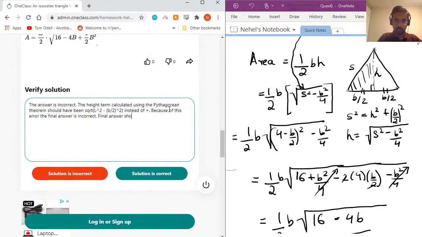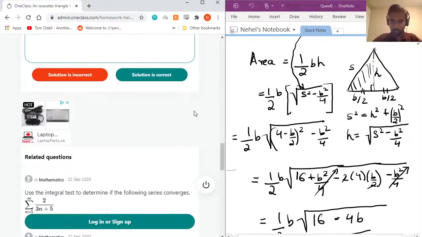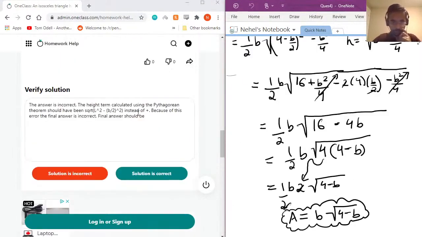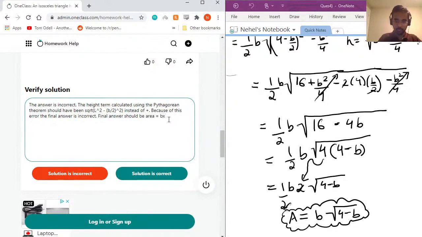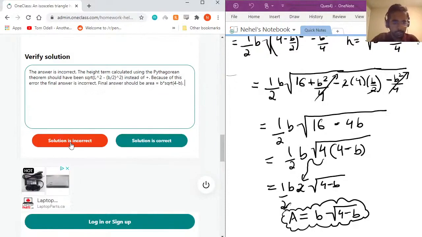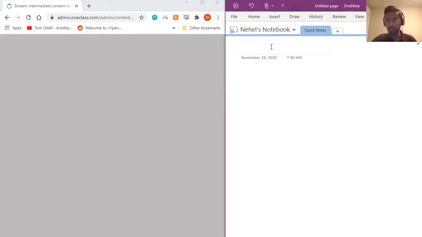Final answer should be area equal to B times square root of 4 minus B. Okay. So I think that's it for this question. We'll mark that as incorrect.